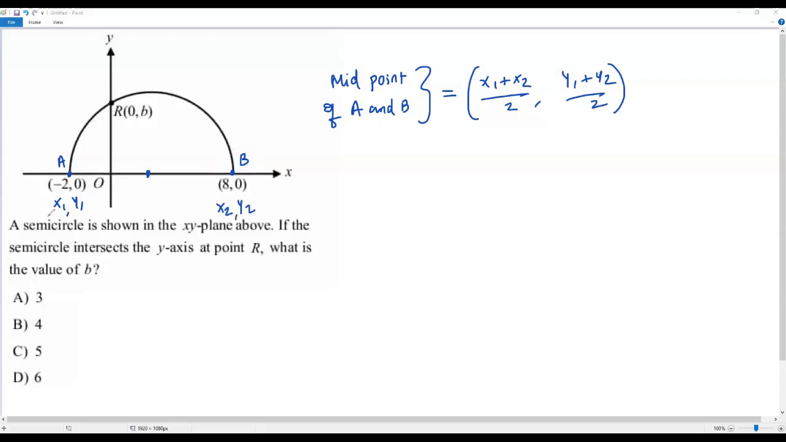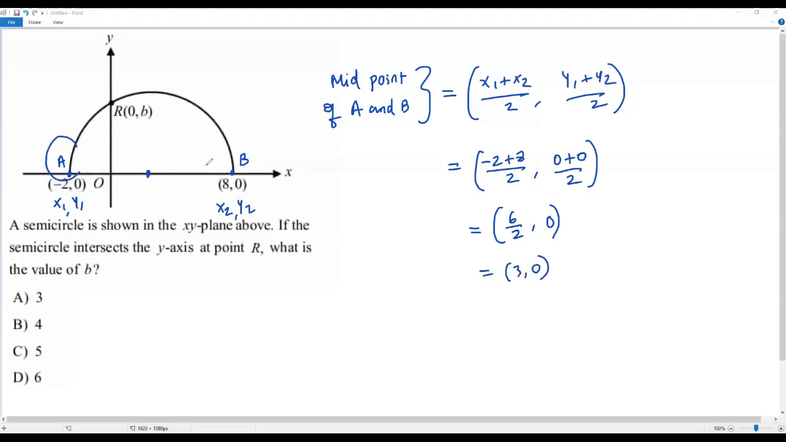Okay, now I'm going to plug in negative 2 for x1 and 8 for x2. In that case, I'm getting negative 2 plus 8 divided by 2, and y1 plus y2, that is 0 plus 0 divided by 2. Then I'm getting negative 2 plus 8 will be 6 divided by 2. 0 plus 0 is 0. 0 divided by 2 is still 0. When I divide this 6 by 2, I'm getting 3, 0. So 3, 0 is the midpoint of A and B.